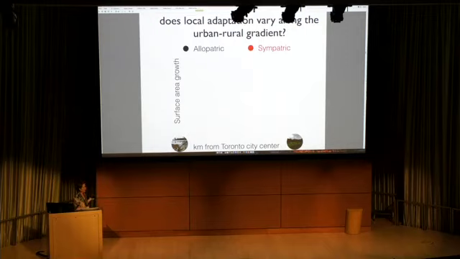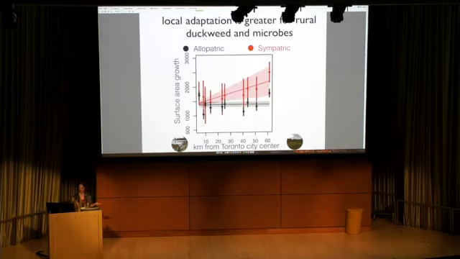So now I'm plotting the duckweed populations against the distance they are from the city center of Toronto, and showing you that same allopatric-sympatric contrast. And we can see that the populations that were driving that sympatric-allopatric difference, or the signal of local adaptation, are primarily the rural populations.